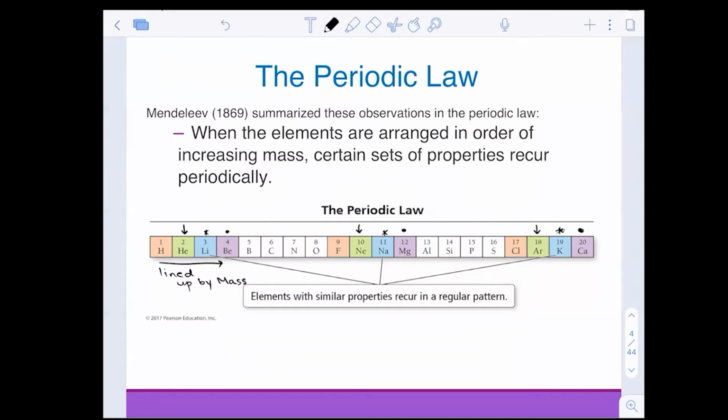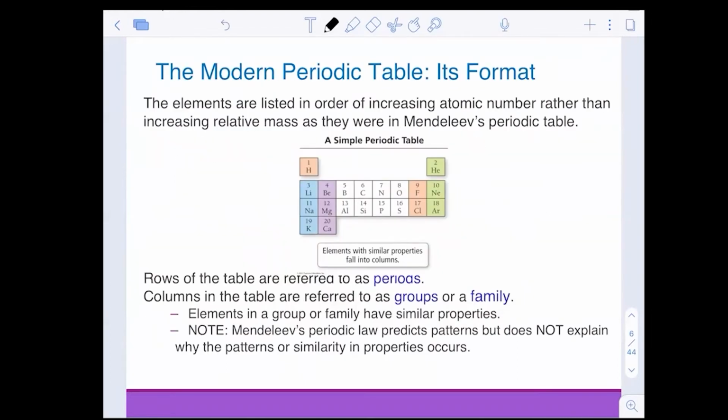What's amazing about this is that quantum mechanics, which was developed 70 years later, actually explains the electronic structure of the atom and its properties. Therefore, when we look at the periodic table, we can see the beauty of how it was set up, not only by simplistic things like mass and reactivity, but also see how quantum mechanics plays a huge role in its organization. The modern periodic table, what's its format?